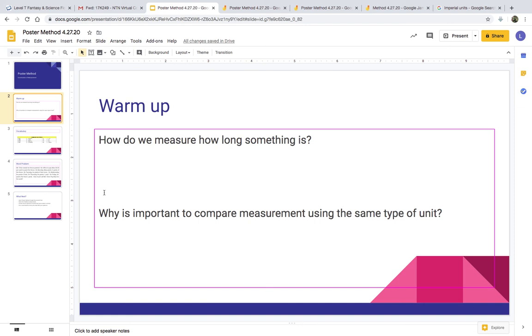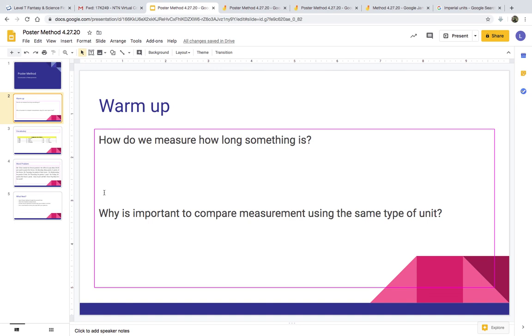Okay, boys and girls, what did you say? How do you measure something? Did you say a ruler or yardstick? Paper clips? Remember we did that when we were in second grade? We used paper clips to measure something. Well, if you said anything like that, excellent, right? Many people use different forms of measuring tools to measure how long something is.